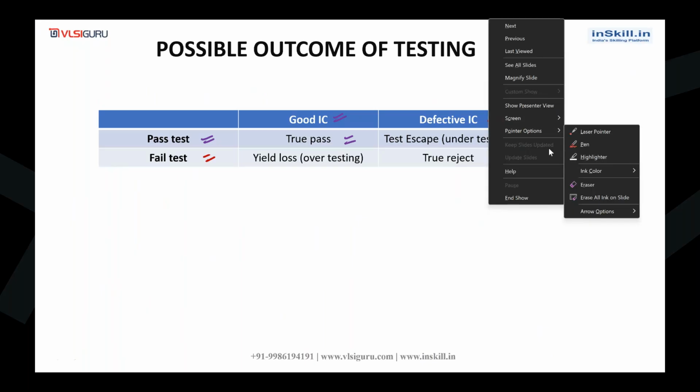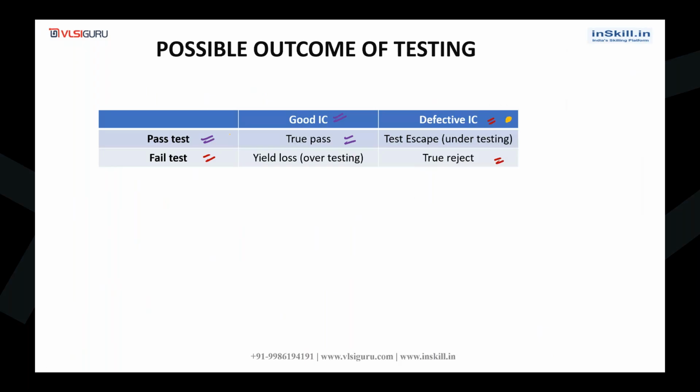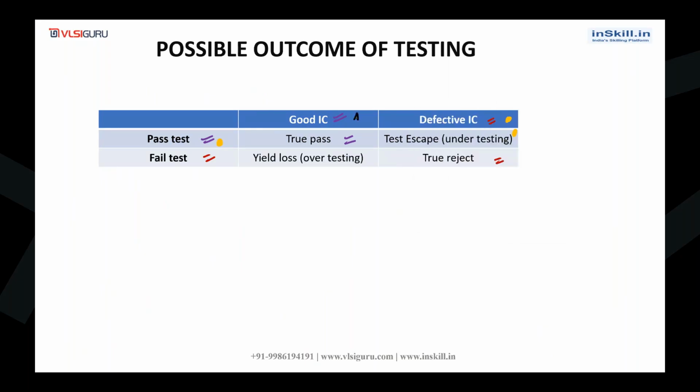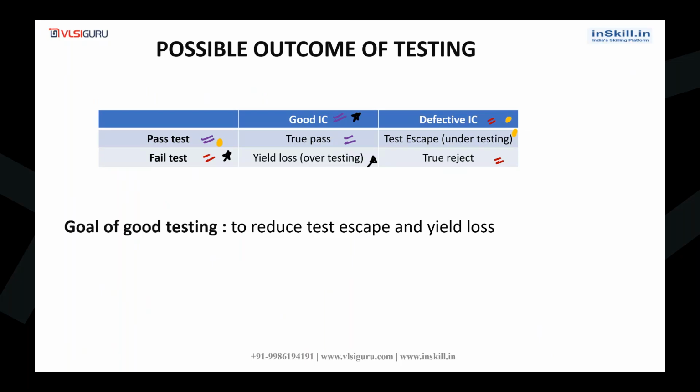Now, if a defective IC passes the test, it is called a test escape. It is also called under testing. And if a good IC fails the test, it is called yield loss. It is also called over testing. Okay. So the goal of good testing is to reduce the test escape and yield loss.